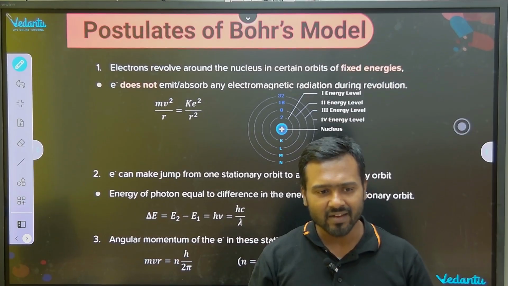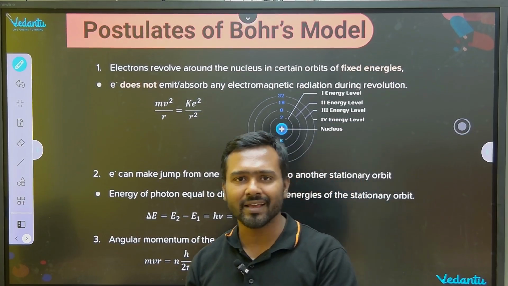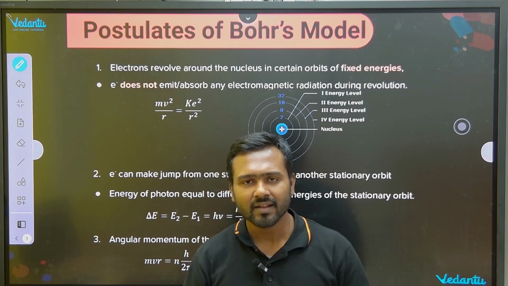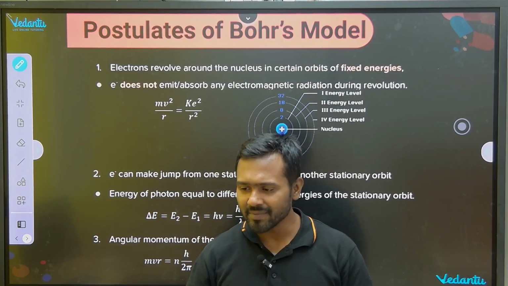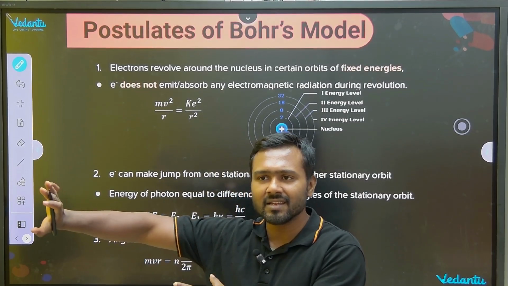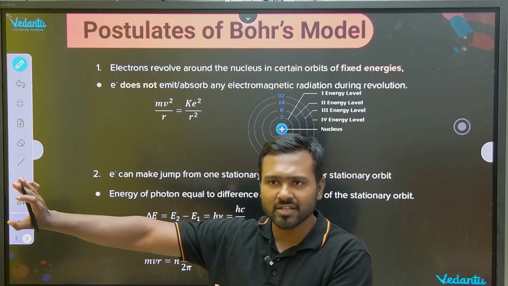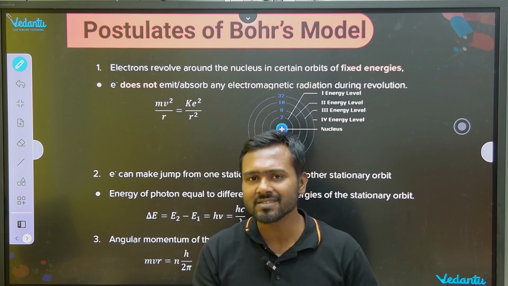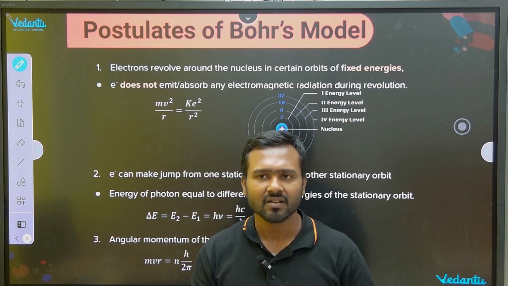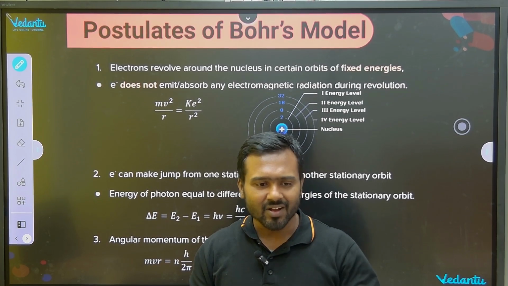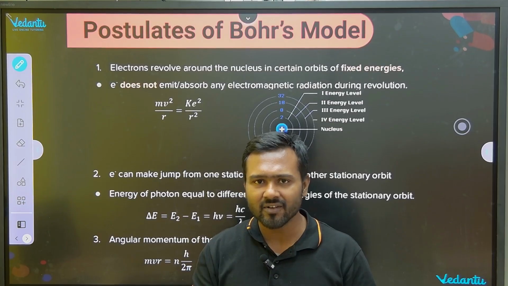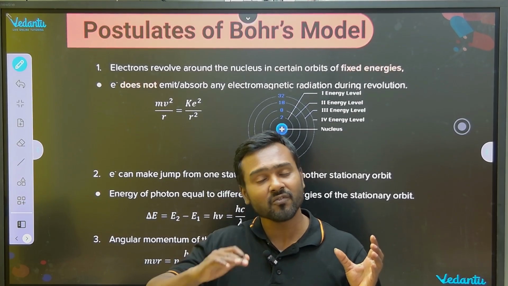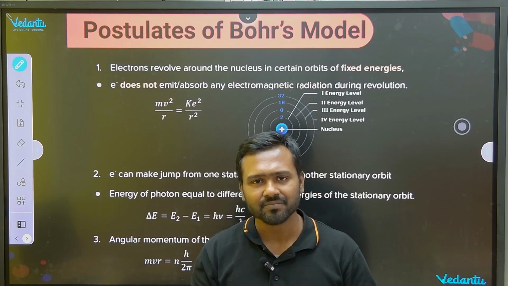When we move away from the nucleus, the energy of the electron is going to increase. That means the electrons present in the far shells have more energy, and the electrons near the nucleus have less energy. If an electron gains energy, it will jump to the higher levels. How much energy it has gained is the change in energy, equal to E final minus E initial.